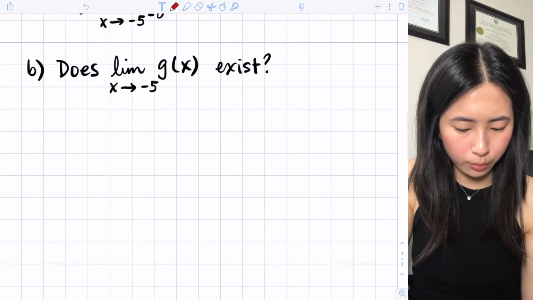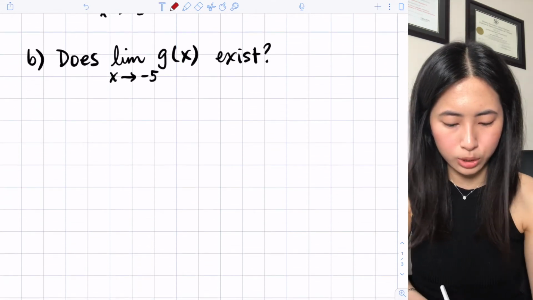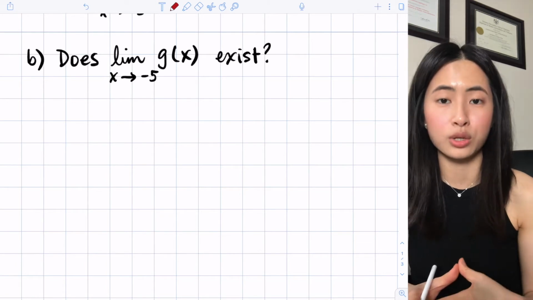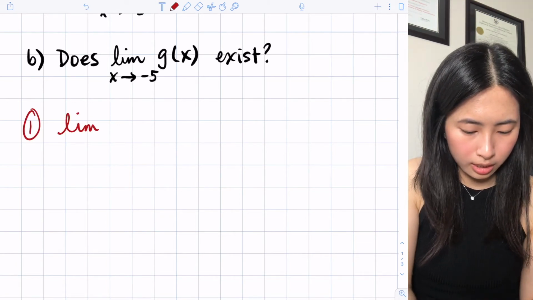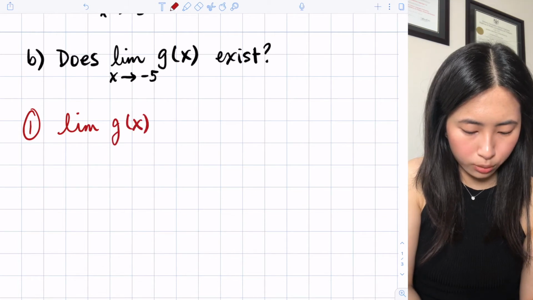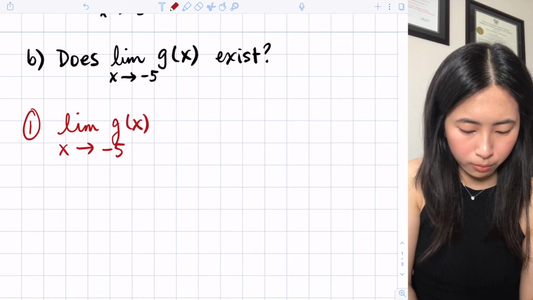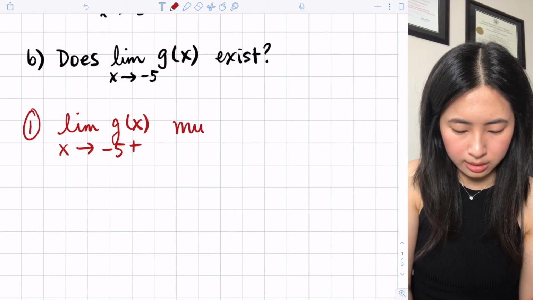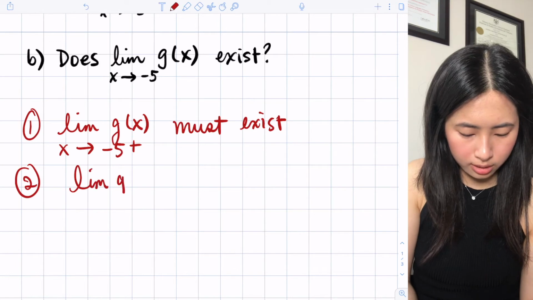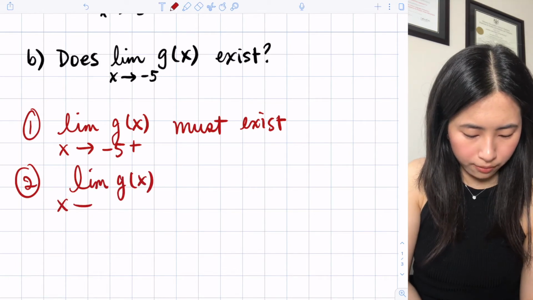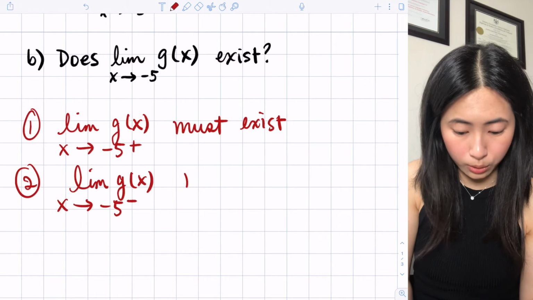For us to identify whether the limit of g of x when x approaches negative 5 exists, there's only 3 things you need to remember. First, the limit of g of x when x approaches negative 5 from the right must exist. Second, the limit of g of x when x approaches negative 5 from the left must also exist.